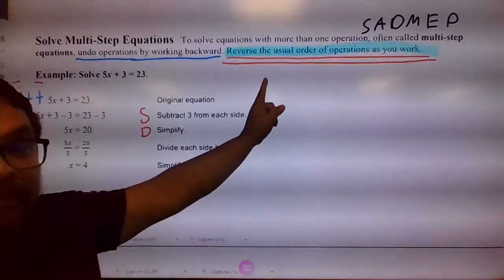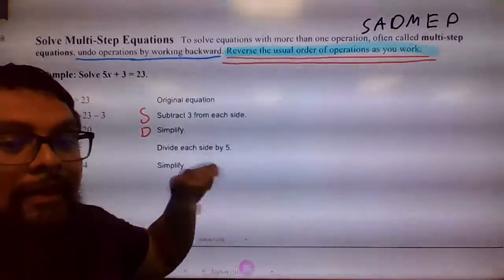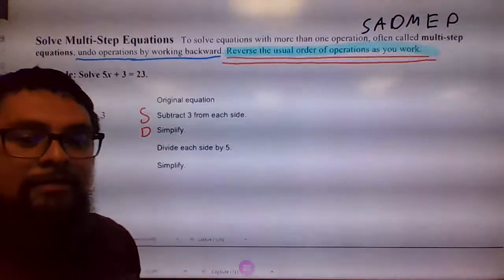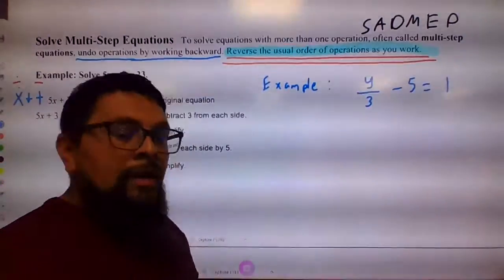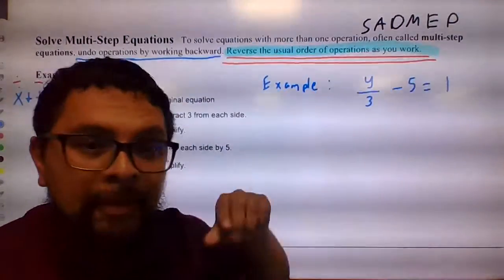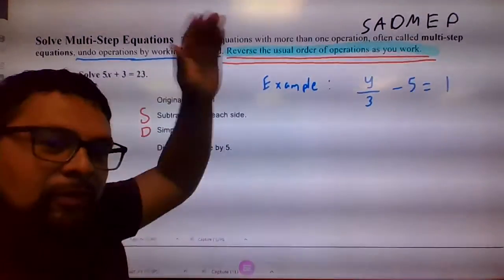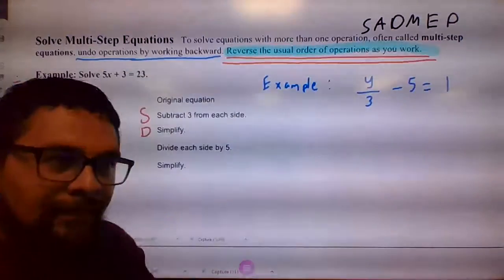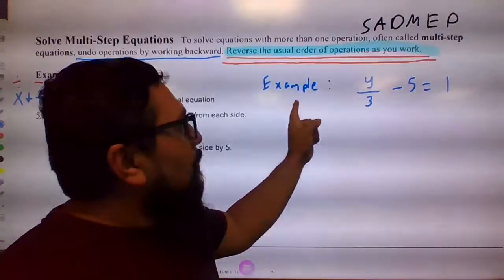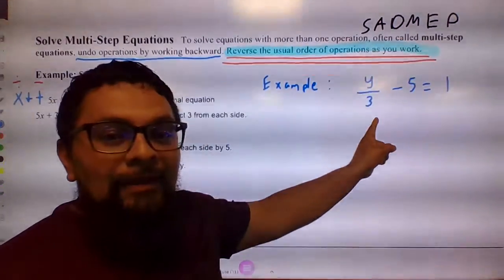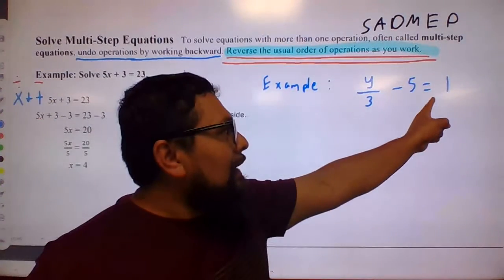I'm going to put another problem right here so that we can get a little bit more practice. Okay. All right. So go ahead and copy this one on your paper. Hopefully you're copying everything that I'm doing up here. That way it makes more sense. Okay. So example, y divided by 3 minus 5 equals 1.